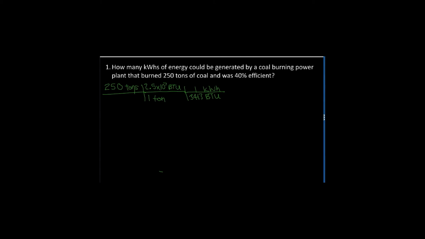Okay, so this gives me 1.83 times 10 to the 6 kilowatt hours. And now I'm going to take my 40%. So I'm going to multiply that by 0.4, and that's going to give me 7.32 times 10 to the 5 kilowatt hours. I'm not going to count sig figs and all that stuff. If you want to write the whole thing out instead of scientific notation, that's fine.